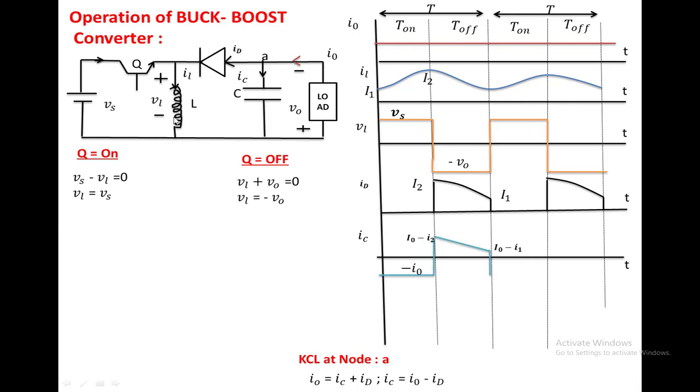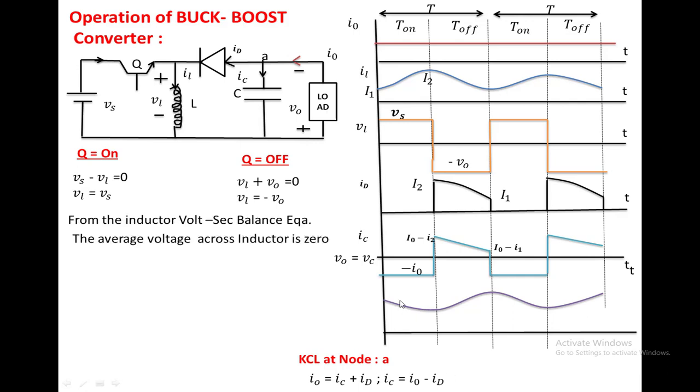Again here the switch is on, and the capacitor has to supply the minus I0 current, which means the capacitor will be discharging. In this duration the capacitor will be charging. When the capacitor is discharging, the voltage across the capacitor changes from maximum to minimum value. In this interval, the capacitor is charging, so the voltage across the capacitor changes from minimum to maximum. Again it decreases, again it increases. The voltage across the capacitor is equal to the load voltage, this waveform.